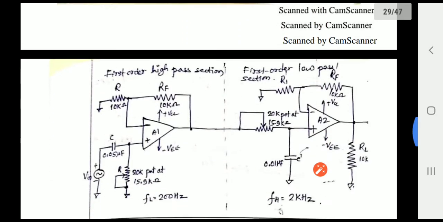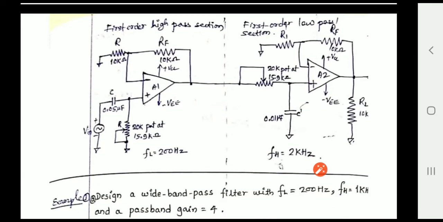Now we will take a circuit diagram where the high pass and low pass filters are cascaded. Cascade means the output of the high pass is connected to the input of the low pass. The high pass section only allows the high frequency components and blocks the low frequency components, whereas the low pass filter only allows the low frequency components and blocks the high frequency components.